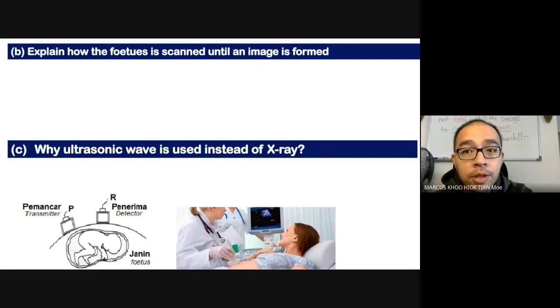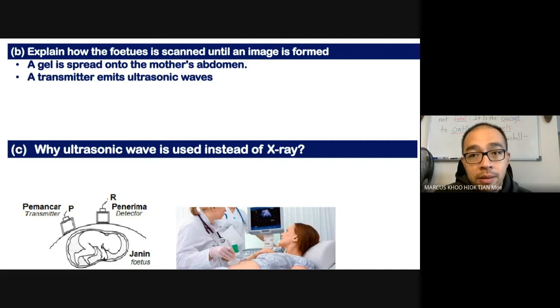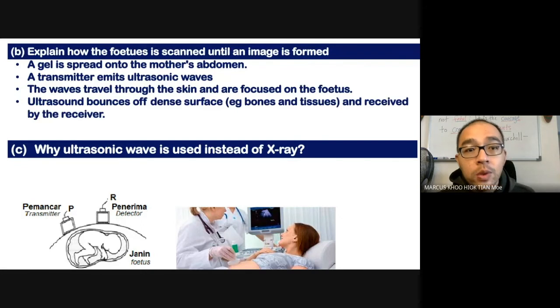These 4 points are important. The first one, we spread the gel onto the mother's abdomen, over here. Secondly, we have a transmitter that emits ultrasonic waves. The waves travel through the skin and are focused on the fetus. So the waves are not just sent and scattered everywhere. They are actually focused on the fetus. The ultrasound will bounce off dense surfaces such as bones and tissues, and they are received by the receiver. So the ultrasound is reflected from surfaces such as bones and tissues.